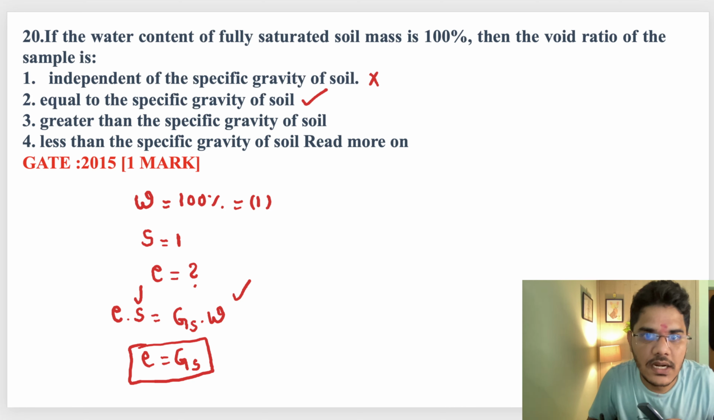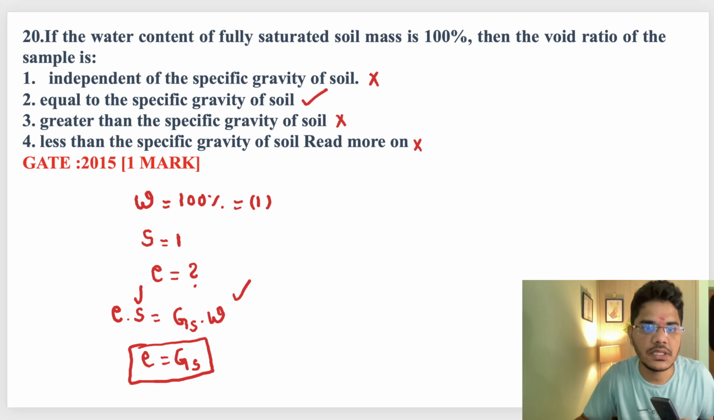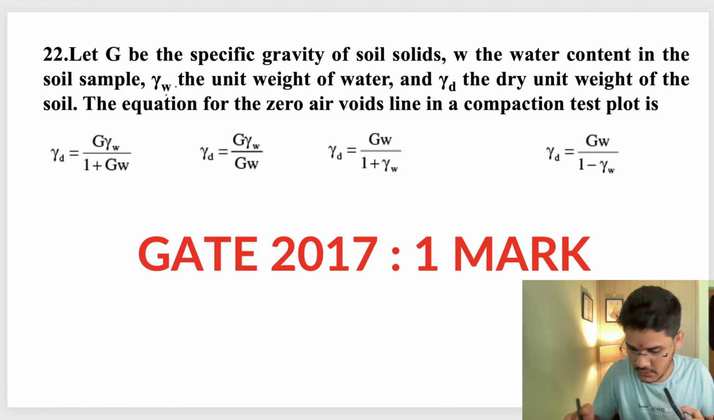What are the other options? Greater than specific gravity, it is wrong. Less than the specific gravity, it is wrong. So option B is correct. So e is equal to Gs. We will solve one more previous year GATE question.